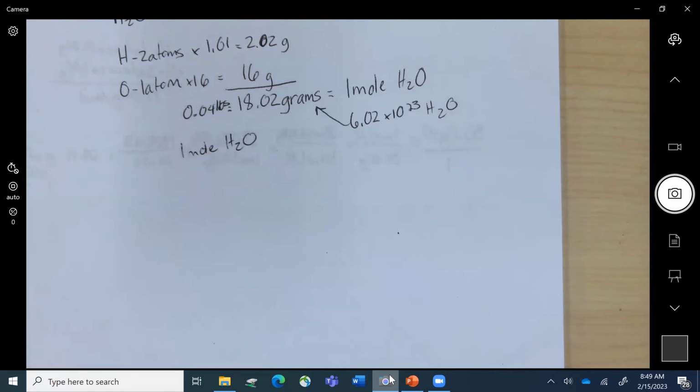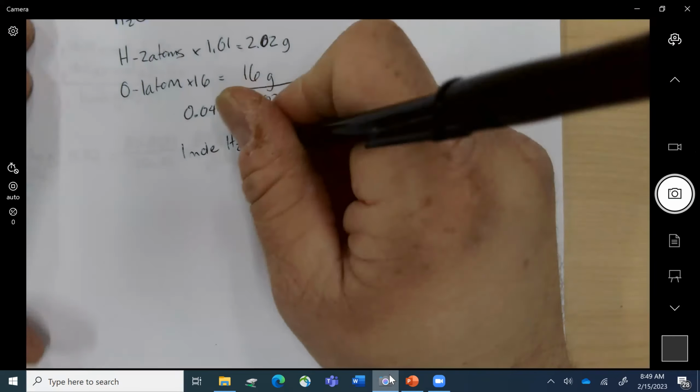This pen's a piece of junk. I got another one in here. I do not. I might have to go get one of those in a minute.